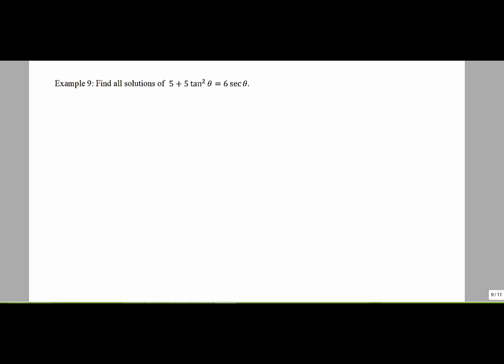So in example 9, we are asked to find all solutions of this equation. 5 plus 5 times tangent squared theta equals 6 secant theta. And here we once again have 2 different trig functions. So if we were solving this in algebra, it would look something like this. 5 plus 5 times, let's say, x squared equals 6 times y. Once again, we run into a problem because we have 2 different variables and we only have one equation.